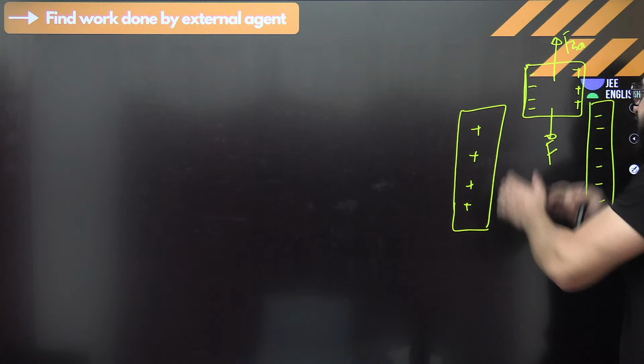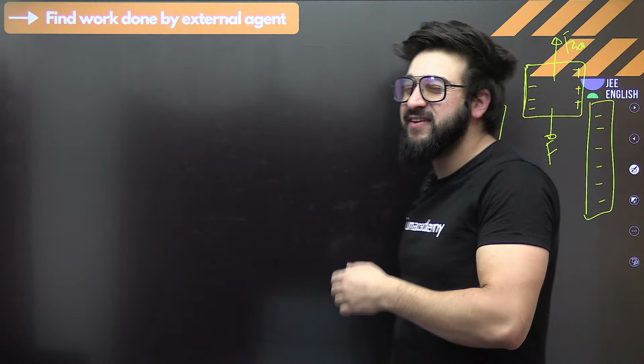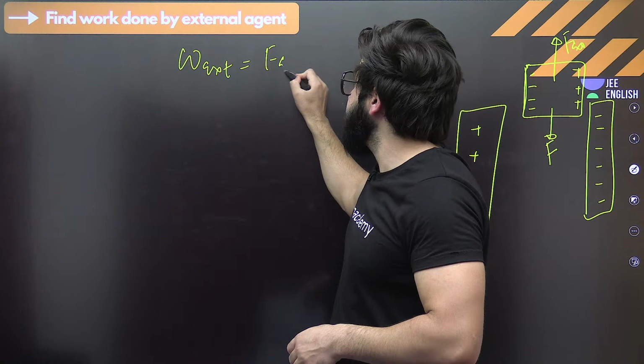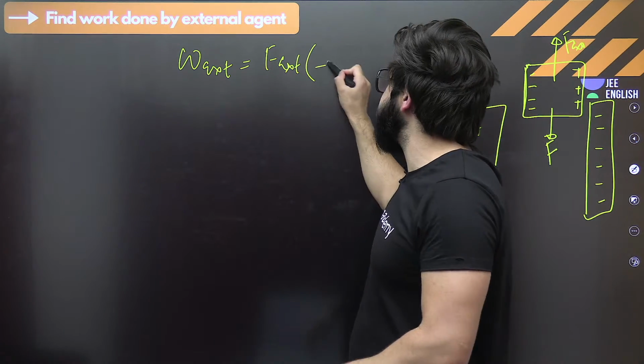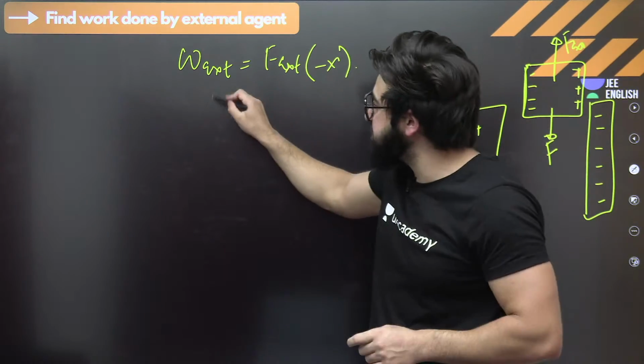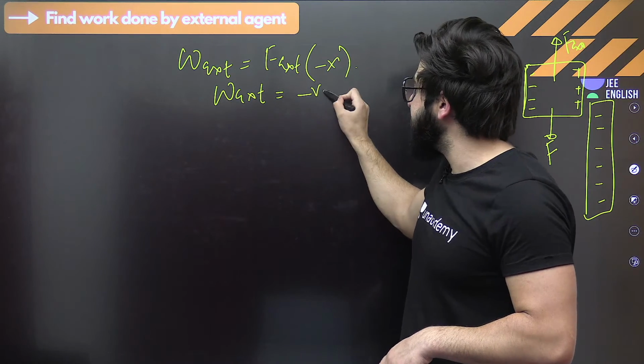Understand? You are applying the force in the upward direction. Can I say over here the work done will be negative? The work done by this external agent will be F external multiplied by the displacement. If I say the displacement is X negative, it is in the opposite direction, so eventually this external work done will come out to be negative only.